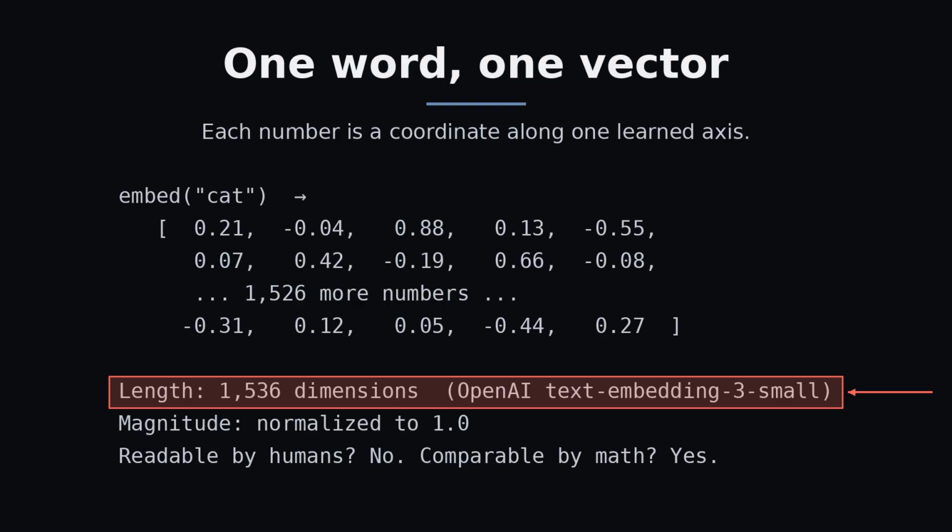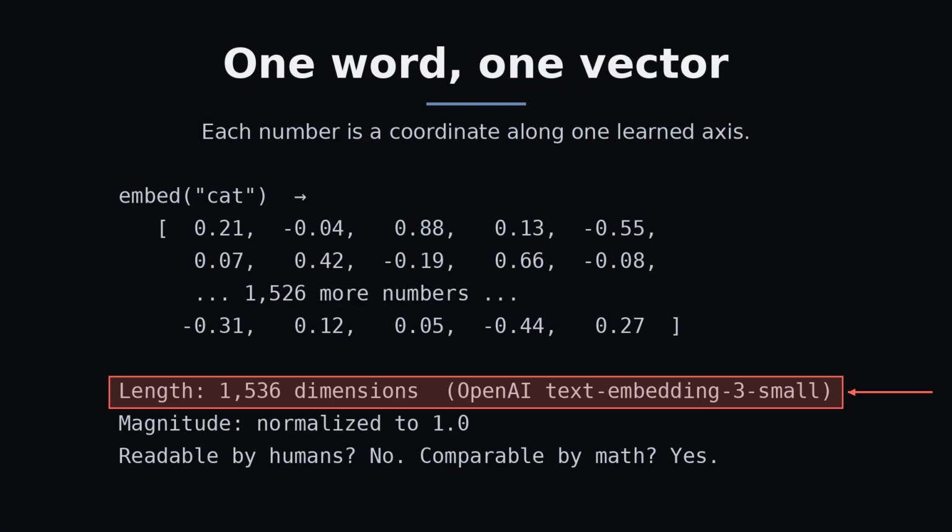Here's what one embedding actually looks like. The word cat, run through one of OpenAI's embedding models, comes out as a list of 1,536 floating point numbers. You, a human, can't read this. There's no dimension labeled furry, no dimension labeled mammal. The axes were discovered by the model during training, and they don't correspond to any word in any language. What matters is not the numbers themselves, it's the relationships between them.